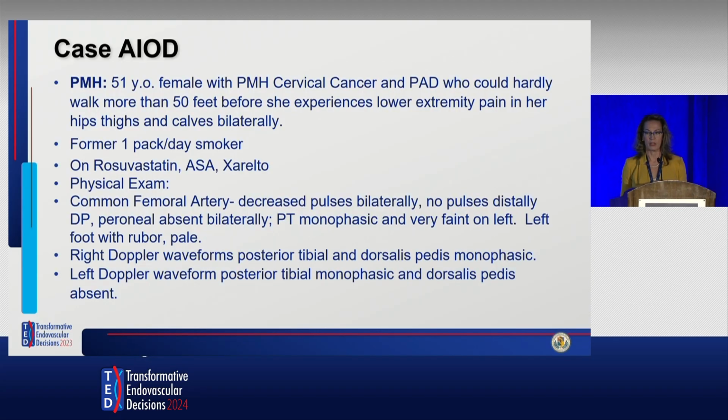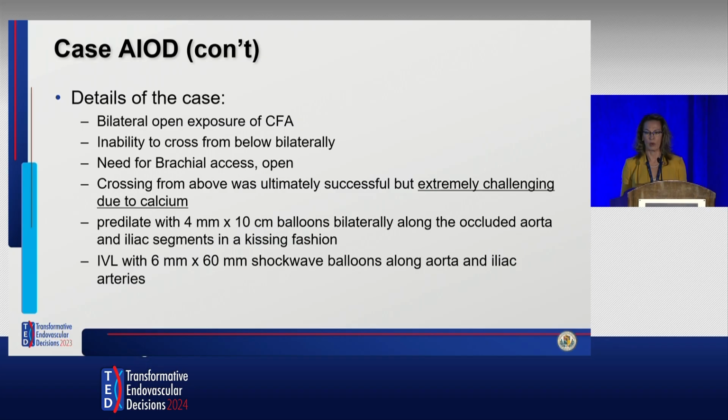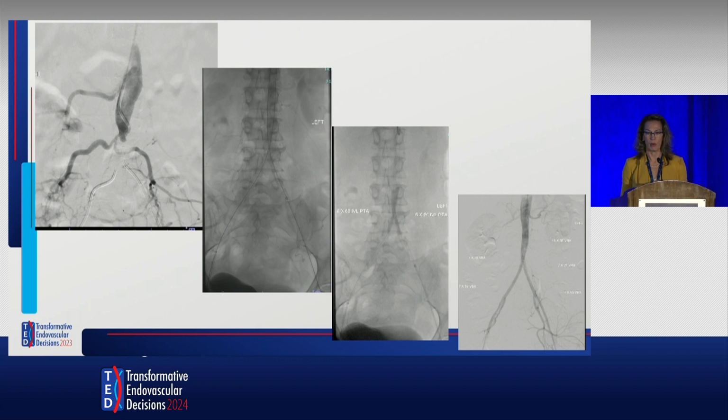And this is another patient that I treated who had severe PAD and aortoiliac occlusive disease, and this was really challenging because I couldn't cross from below at all. I had to cross from above. I had to use brachial access. I actually didn't appreciate the severity of the calcium. When I was finally able to cross, I did predilate, and I used shockwave lithotripsy, which I think was helpful. Here you can see her aortogram, and my access, and the completion angiogram.